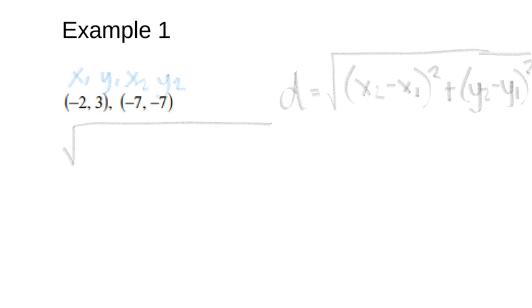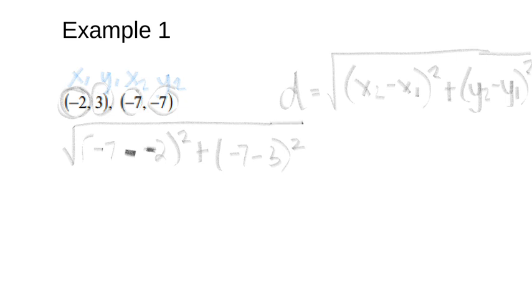So x2 is -7 minus x1, which is -2. You have to have both subtractions: you have to have this from the formula, and you have to have this negative from the point being negative. You have to have both. Plus y2 would be -7 minus y1, which is 3.